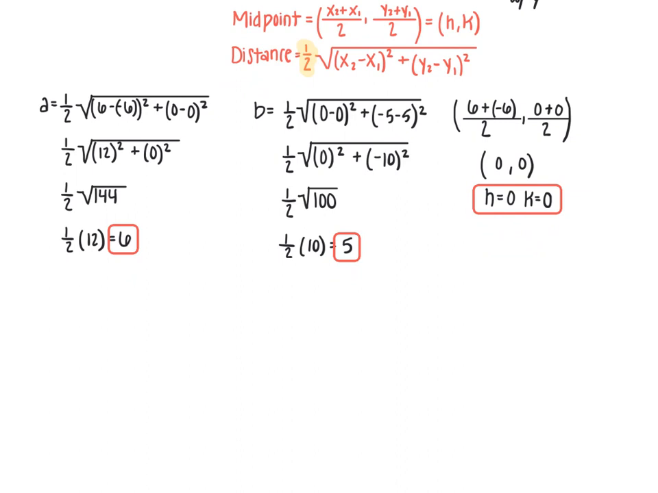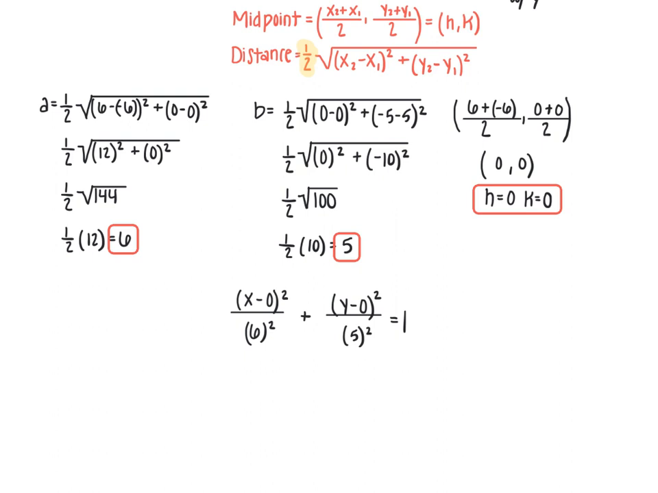So I know that X goes with H, so X minus 0 squared divided by 6, because 6 is A, squared, plus Y minus 0, which is K, squared, divided by 5 squared is going to equal 1.